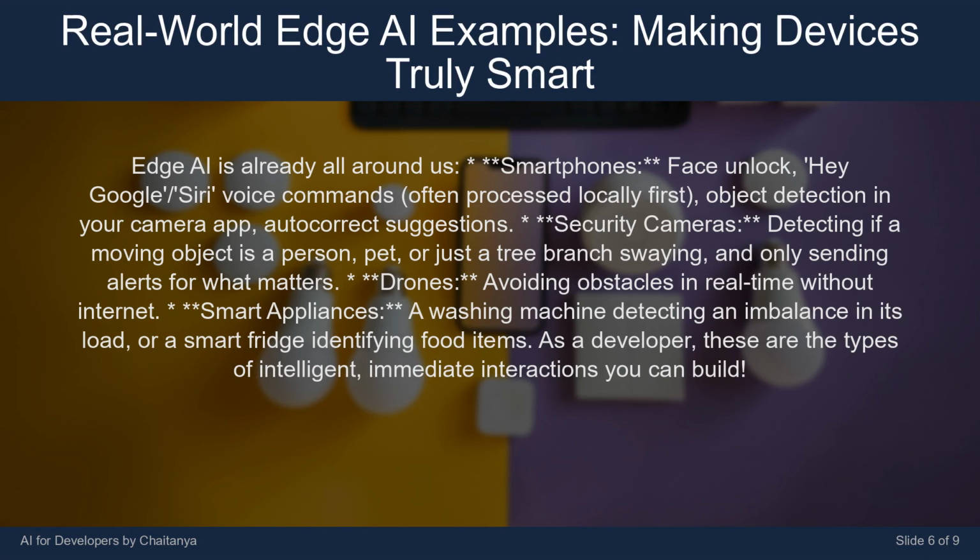Edge AI is already all around us. Smartphones: face unlock, Hey Google, Siri, voice commands, often processed locally first. Object detection in your camera app. Autocorrect suggestions. Security cameras: detecting if a moving object is a person, pet, or just a tree branch swaying, and only sending alerts for what matters. Drones: avoiding obstacles in real time without internet. Smart appliances: a washing machine detecting an imbalance in its load, or a smart fridge identifying food items. As a developer, these are the types of intelligent, immediate interactions you can build.